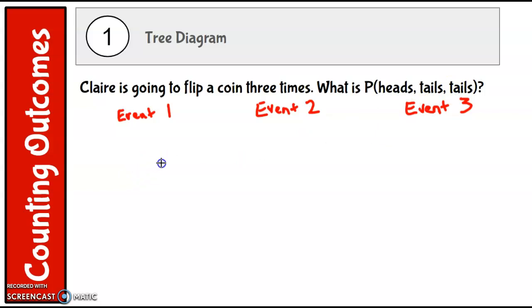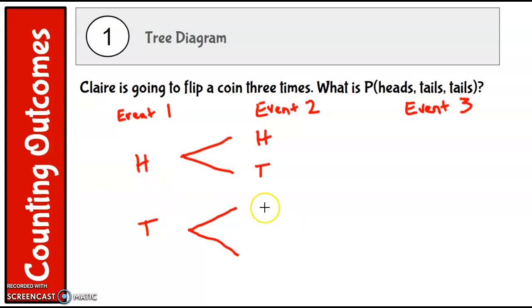So event 1 is going to be heads or tails, right? Those are our possible outcomes from event 1. From event 2, our possible outcomes are still heads or tails. And we're going to put that off of each event from number 1. So that's the key: whatever the outcome is, the possible outcomes for event 2, you're going to repeat those same outcomes for each event 1. You see? And then same thing for event 3. We're going to have another set of heads and tails for each event outcome from event 2.